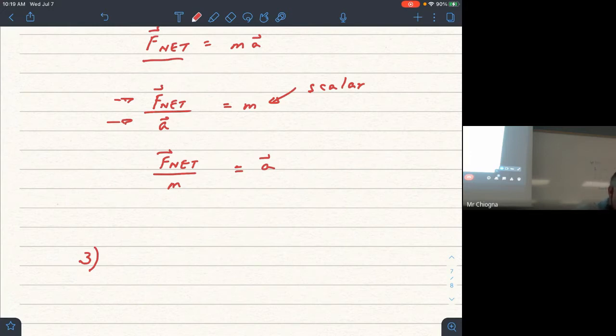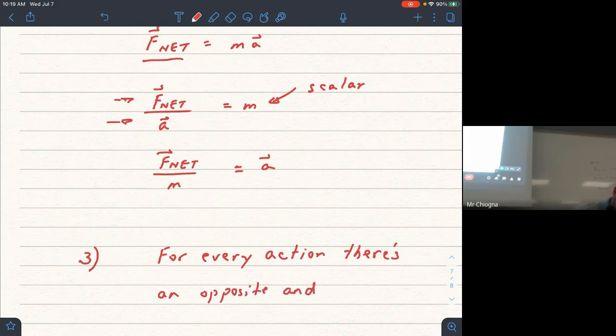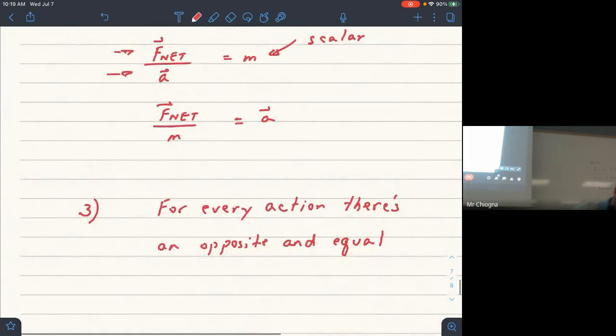Okay, third law. For every action, there's an opposite and equal reaction.